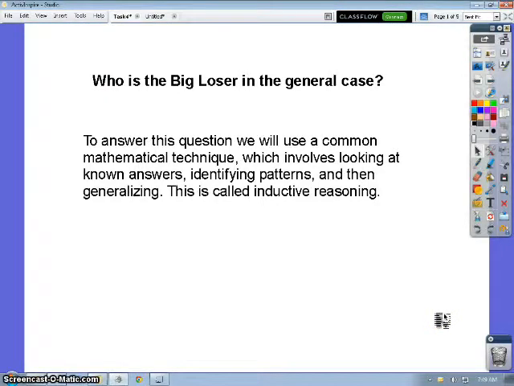Okay, so for this fourth task, we're going to try to come up with an equation that'll allow us to input the number of teams that are competing in the tournament, and then our formula is going to output the seed of the big loser. As it says here, to answer this question, we're going to use inductive reasoning, which is a technique where we look at answers to simple problems and then try to extend those answers to come up with equations for more difficult problems.